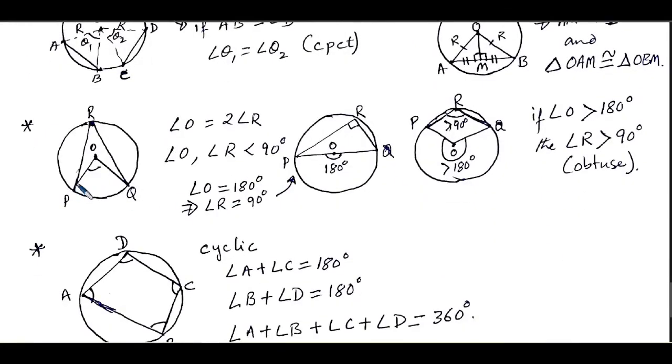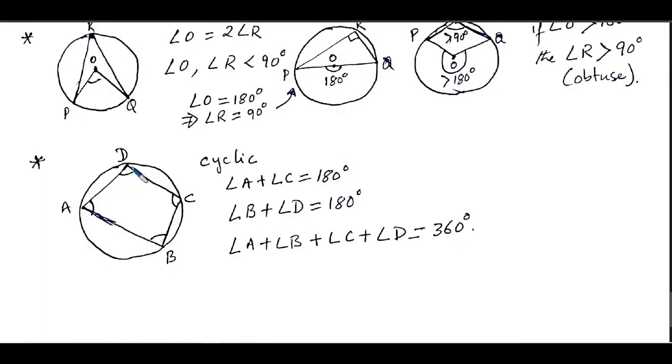We have seen that if the angle is subtended from O to these 2 points P and Q, and we subtend from any other point in the upper segment, then this angle will be double of that angle. Angle O is twice angle F. If it is 180 degrees, this angle is 90 degrees. If it is less than 180 here, this will be less than 90. If it is more than 180, this will be greater than 90. Just have a look.